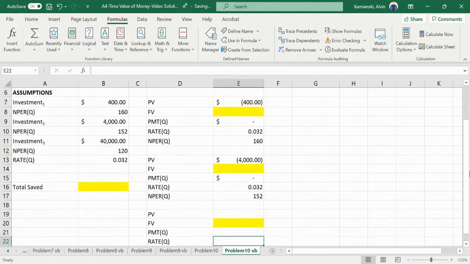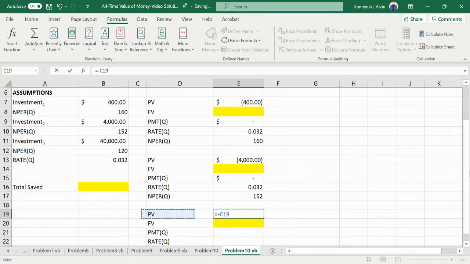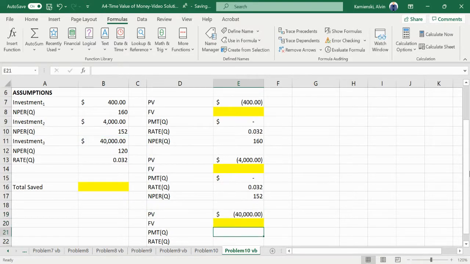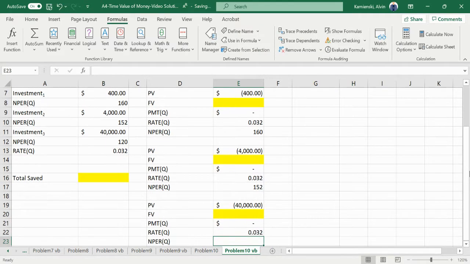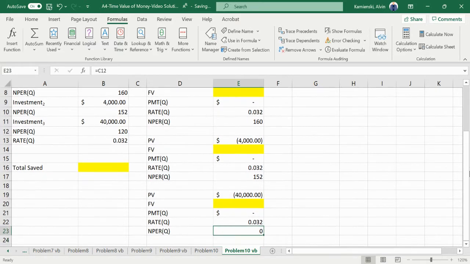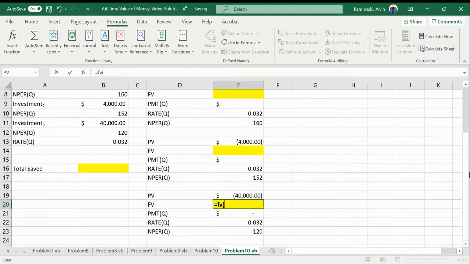And then lastly, our third investment, we're going to invest a negative $40,000 and ask what it grows to, when again it has a quarterly interest rate and payment that were the same as up above. So I can just copy those and paste them over. And then the last one's going to invest for 120 quarters.